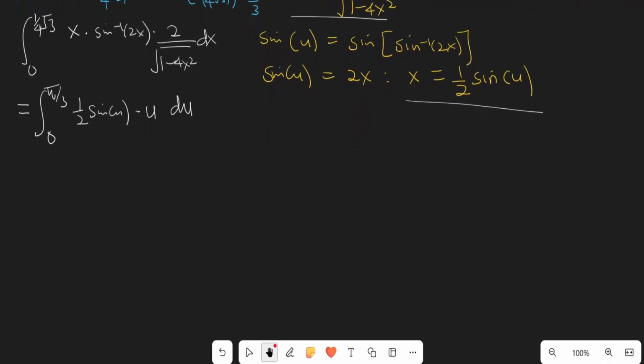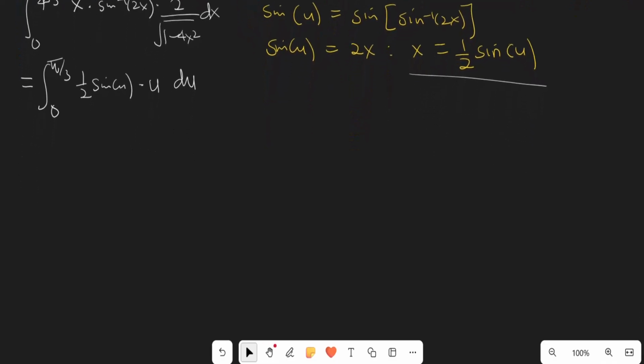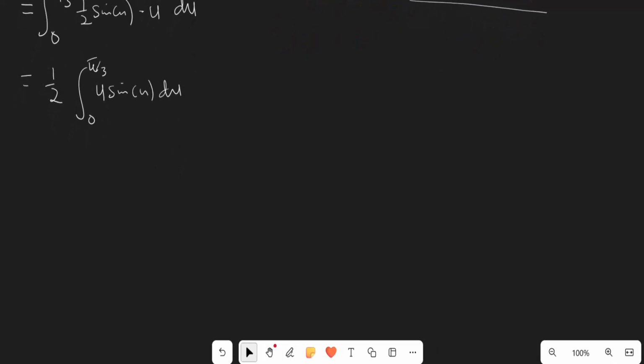So our integral has now been reduced to 1/2 the integral from 0 to pi over 3 of u sine of u du. We can now use integration by parts in this one. I'll just use the DI method, D for differentiation, I for integration. We are going to differentiate u and integrate sine u. This is plus, this is minus, plus.